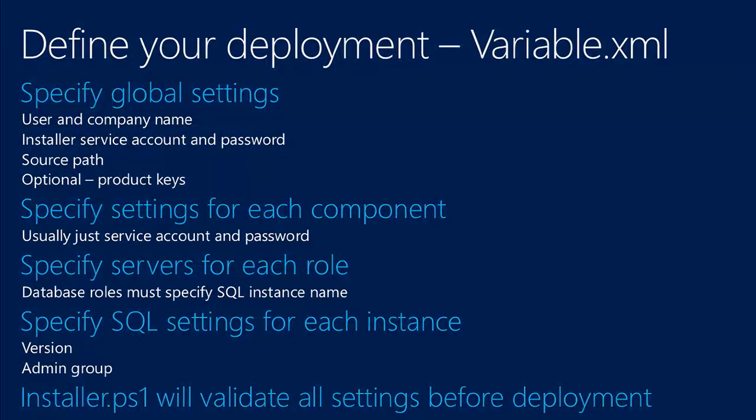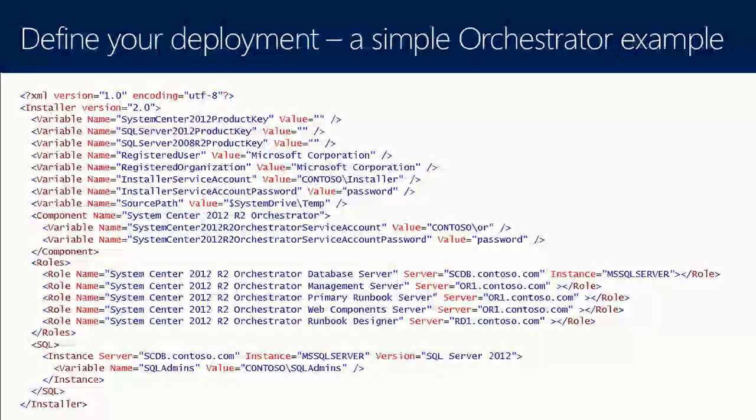So if you get something wrong, 95% or so of the time, validation will fail, and it won't let you continue. There are a couple of things that it still doesn't quite catch, but most of the time it'll validate what you specified. So this is a sample. This is a very simple example, and I use Orchestrator as my examples a lot through this, mainly because Orchestrator is really quick to install, so it works well for demos. But this is a simple Orchestrator example.